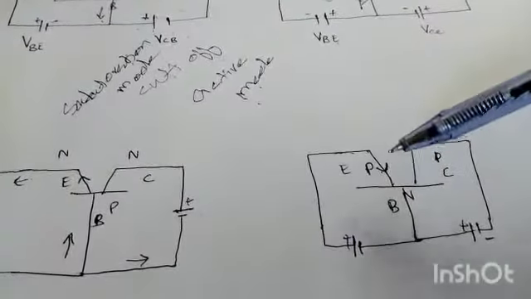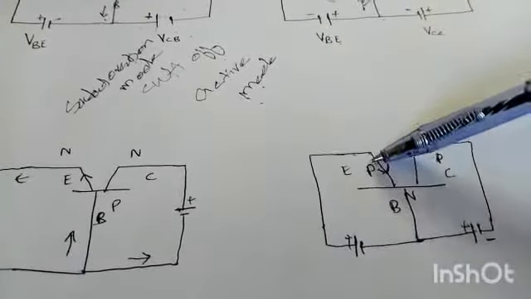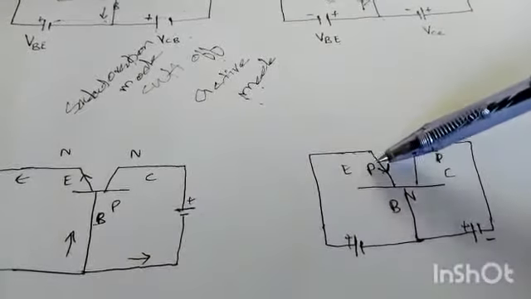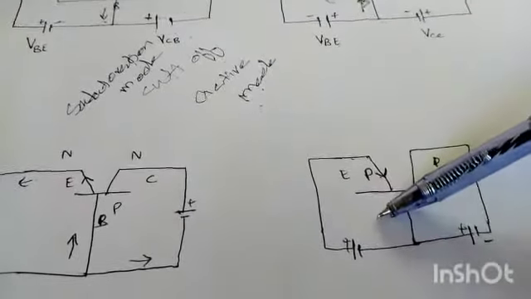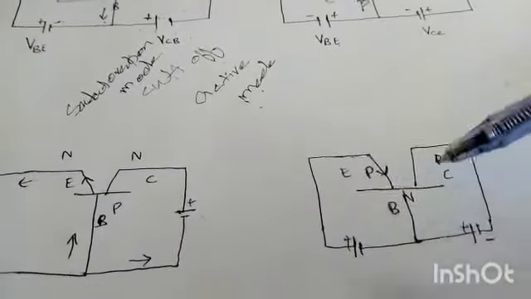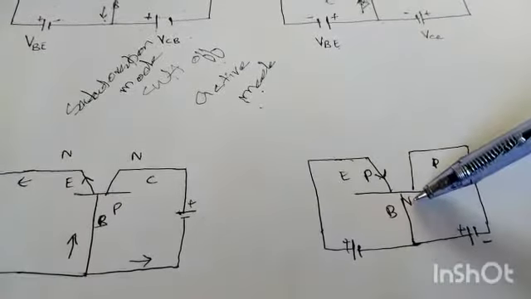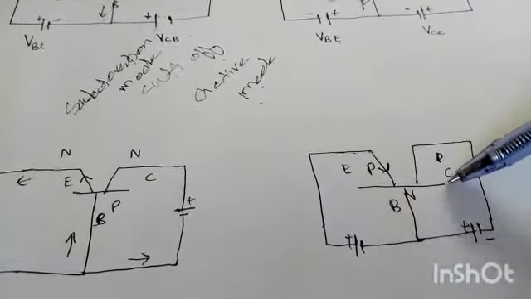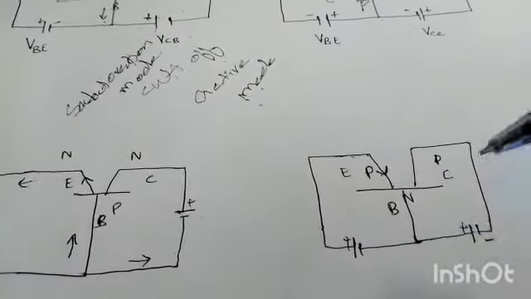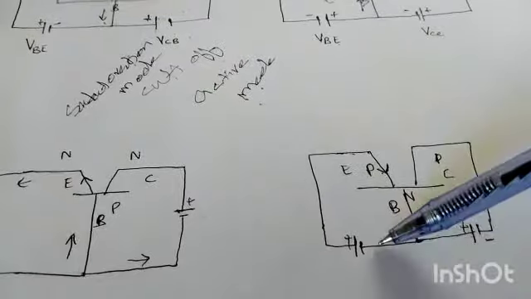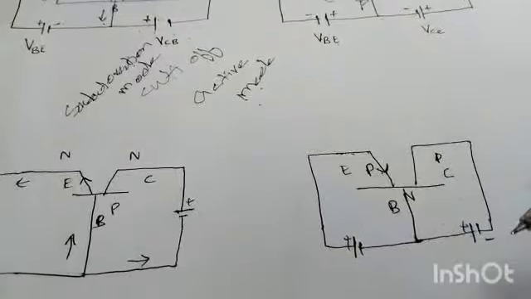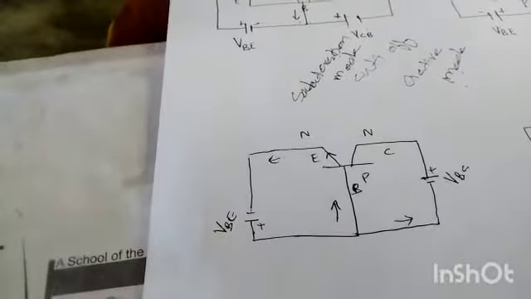We can also use a PNP transistor. We also make the base emitter junction forward biased by attaching the positive terminal of the voltage source with P and the negative terminal with N, and we make the collector base junction, that is our output circuit, reverse biased by attaching P with negative and N with positive. Now our input circuit is in forward bias mode and output circuit is in reverse bias mode.